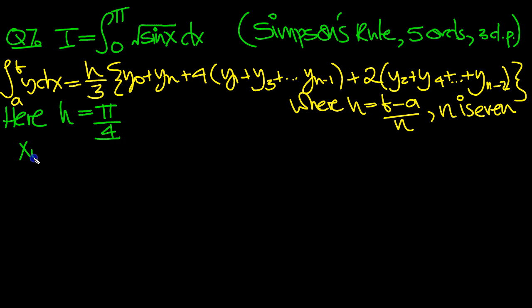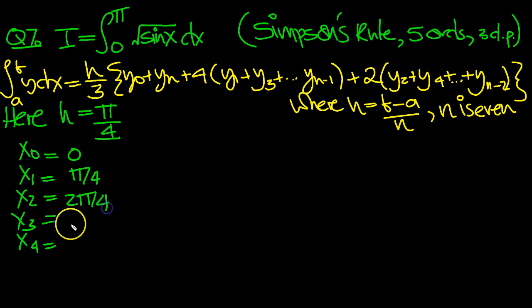Now we've got 5 ordinates, so we've got x0, x1, x2, x3, x4, and the starting point is 0. We increment by the interval, which is pi over 4. So every interval increases by another pi over 4, and the last one will be pi, or 4 pi over 4. So there's the x ordinates.